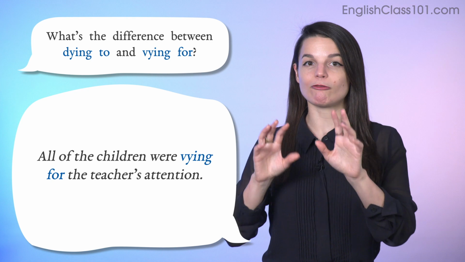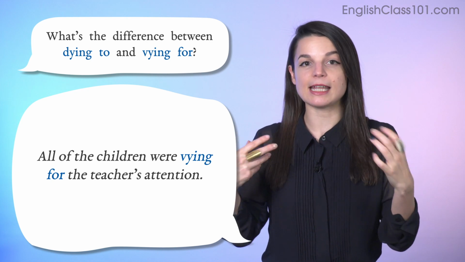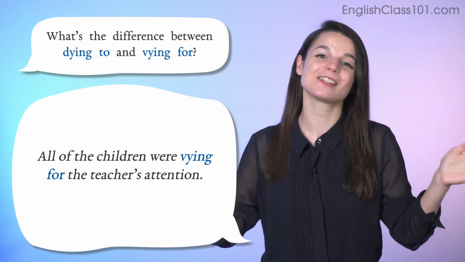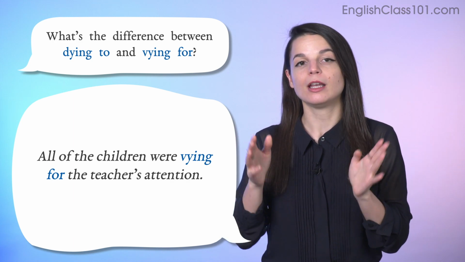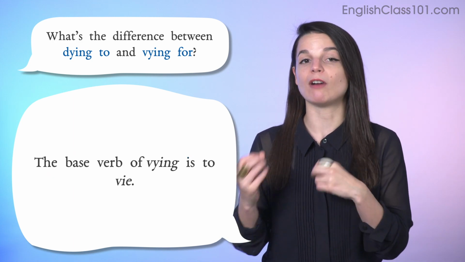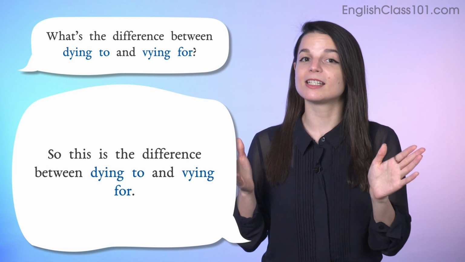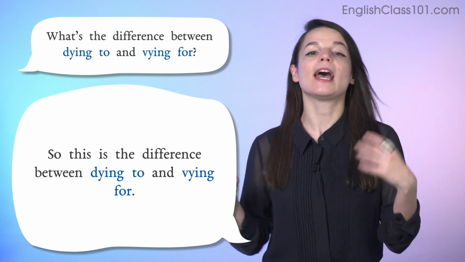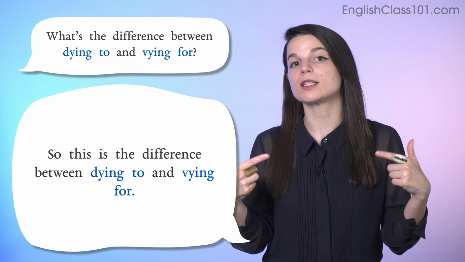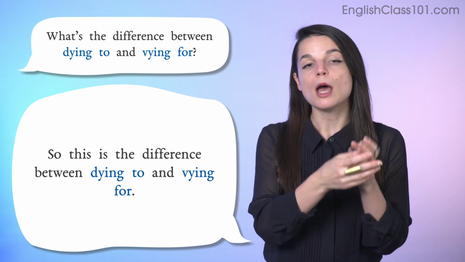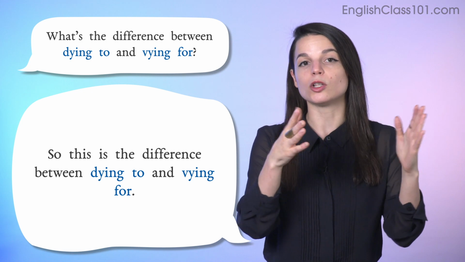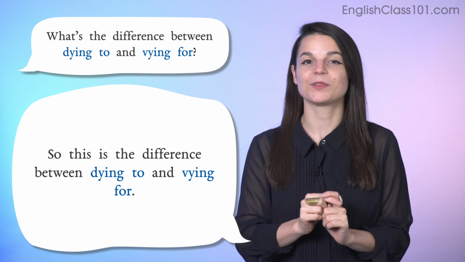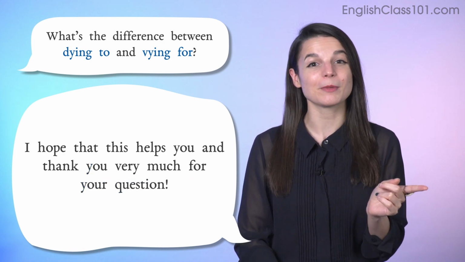So vying for something means actively engaged in trying to win something. But that's quite a long expression, so we say vying for. The base verb is to vie for something. So this is the difference between dying to, which expresses a strong desire for something, and vying for, which also expresses a desire to win something, but we talk about this along with the desired result, not the desired action. So I hope that this helps you. Thanks very much for the question.